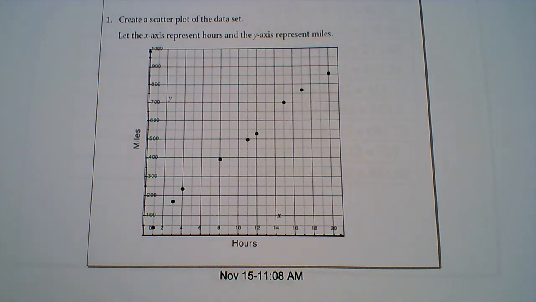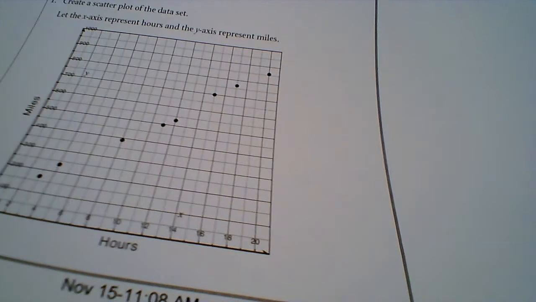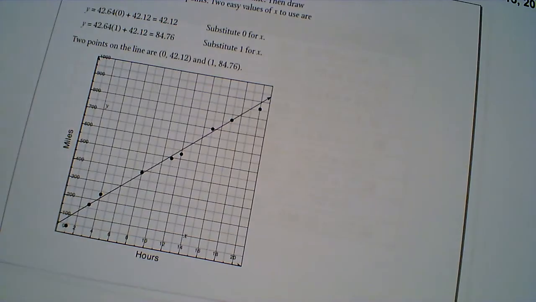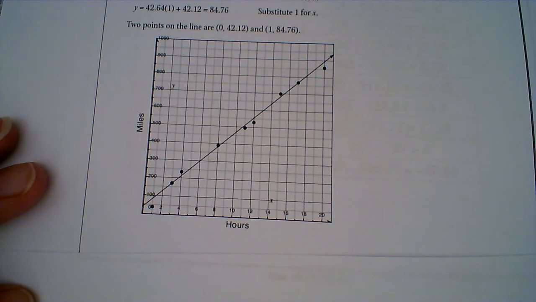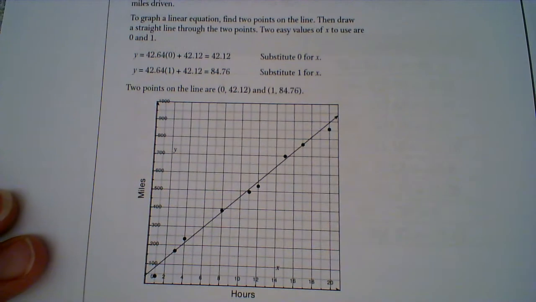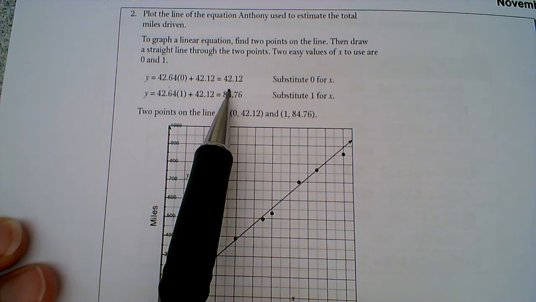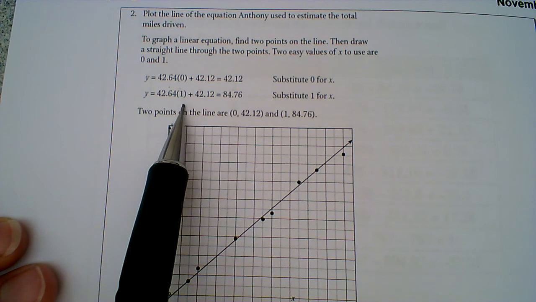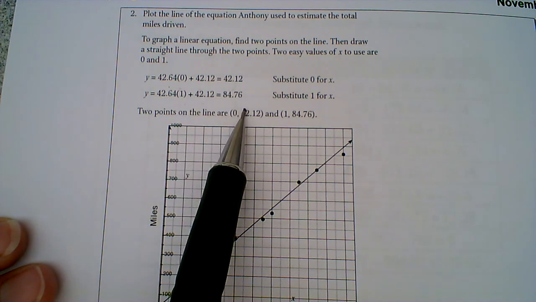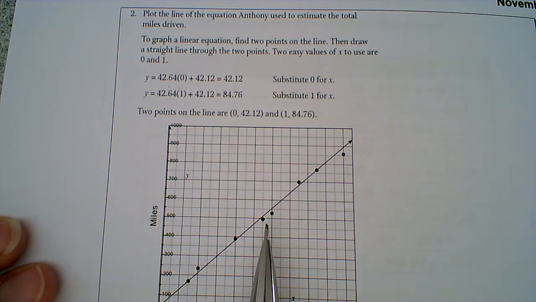So your scatter plot should look like this. It definitely looks linear, so hopefully the line that he selected will be a good fit. So the line that he gave us, we go ahead and plot that, and you'll see we can use two different points. Plug in 0 and you'll get 42.12. Plug in 1 and you'll get 84.76. Plot those 2 points and then draw a line through them. Remember, you only need to plot 2 points in order to draw a line.